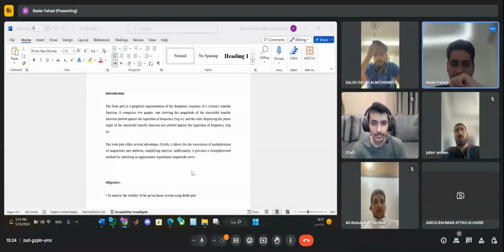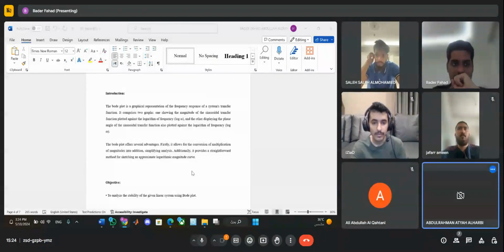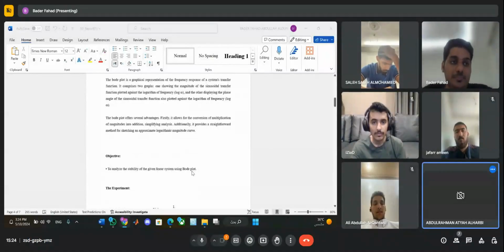Firstly, it allows for the conversion of multiplication of magnitude into addition, simplifying analysis. Additionally, it provides a straightforward method for sketching an approximate logarithmic magnitude curve. Now moving to the objective with my colleague Badr Al-Awafi.